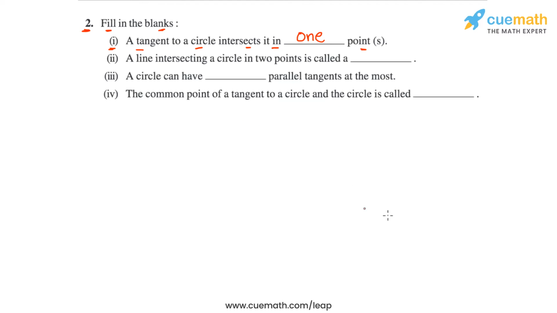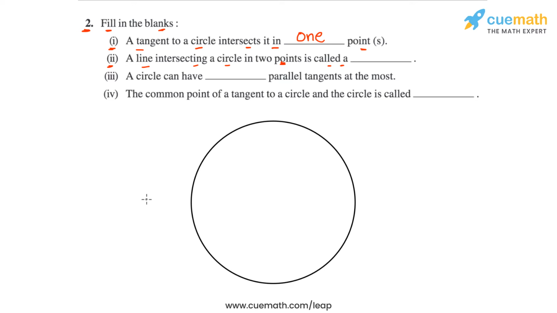Then in part 2, statement 2, it says a line intersecting a circle in 2 points is called a dash. So for any circle, if a line just touches that circle, then it is a tangent. But if it intersects the circle in 2 points, then what is it called? So let's say this line that I've drawn for this circle, it intersects the circle at 2 points A and B. What would we call any such line? Well, any such line is called a secant of the circle. Okay, so secant is the answer for part 2.